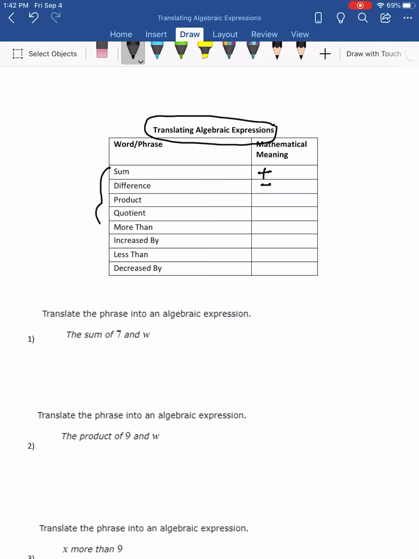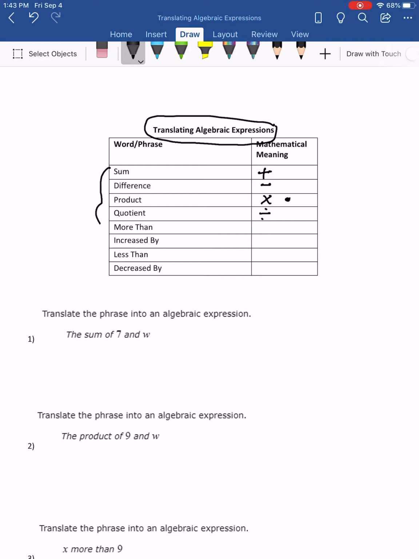Product means multiplication. Although you really shouldn't use an x, you really should use a dot. We want to avoid using x because it looks like a variable, but you're used to x for multiplication. So, for example, the product of 6 and 3 is 18, right? Next one, quotient. Quotient means division. So the quotient of 20 and 5 is 4 because 20 divided by 5 is 4.